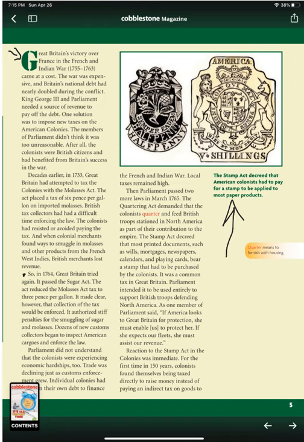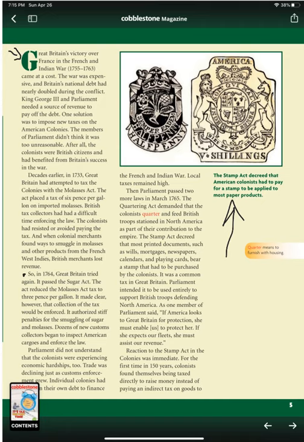So in 1764, Great Britain tried again. It passed the Sugar Act. The act reduced the Molasses Act tax, that's a mouthful, to 3 pence per gallon. It made clear, however, that the collection of the tax would be enforced. It authorized stiff penalties for the smuggling of sugar and molasses. Dozens of new customs collectors began to inspect the American cargoes and enforce the law.